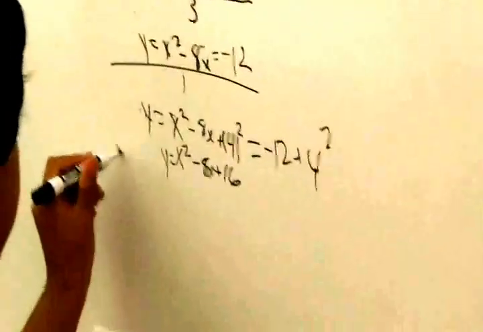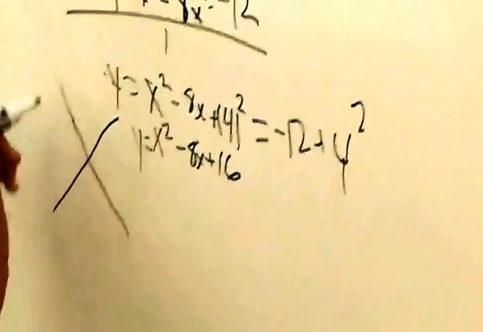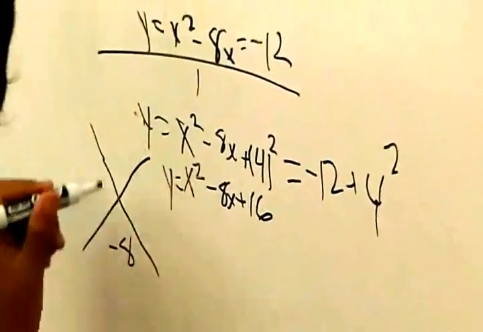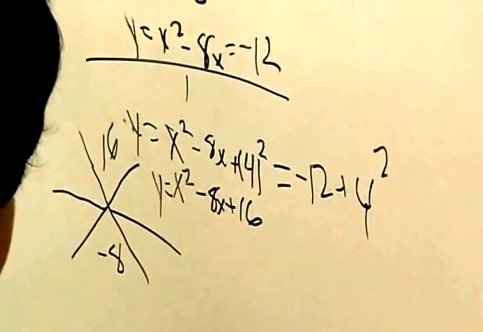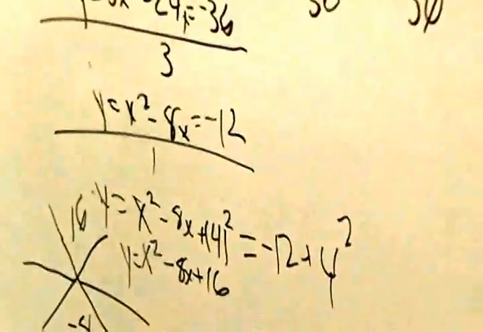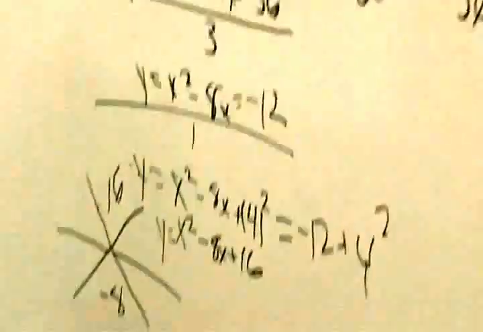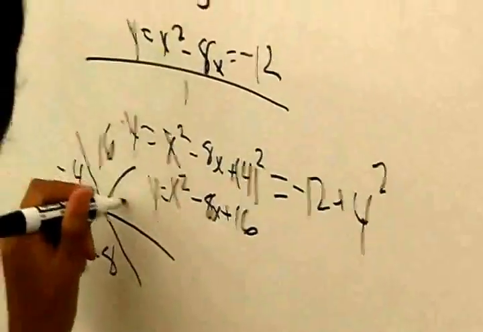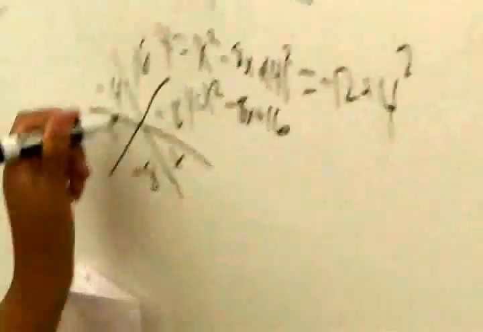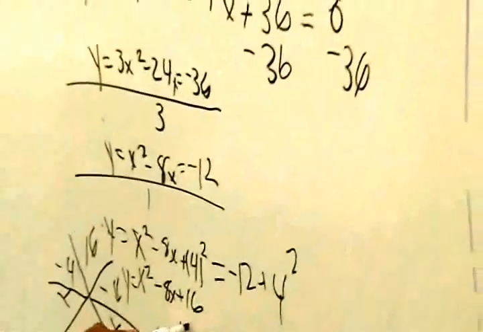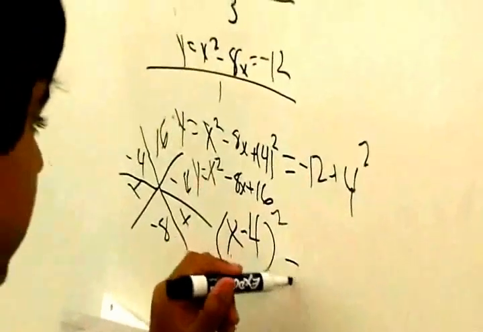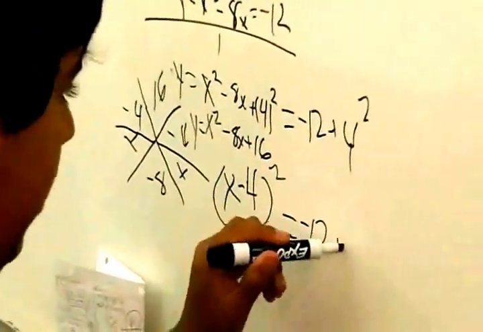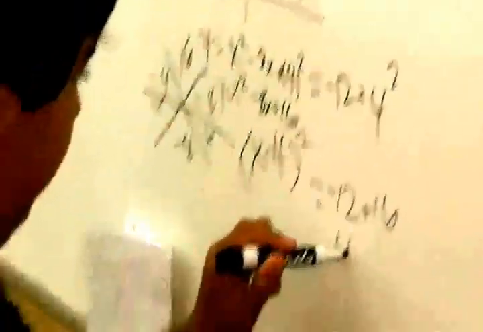And so now you factor that. So it's negative 8, 16. What equals that? Oh, negative 4 and negative 4. So it's x minus 4 squared equals negative 12 plus 16, which is 4.